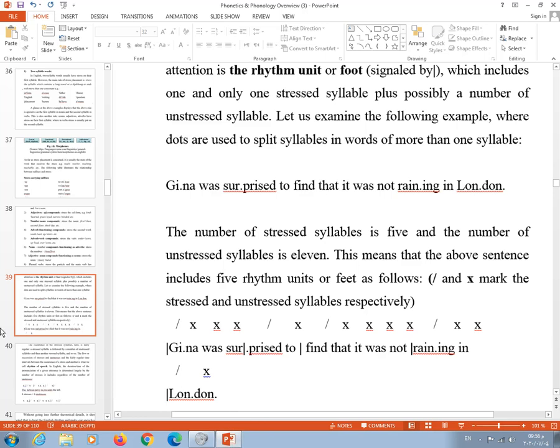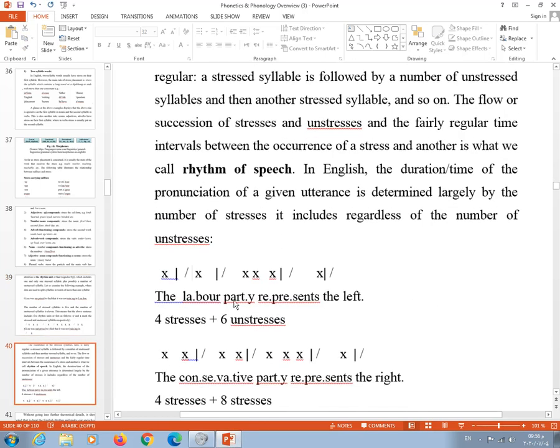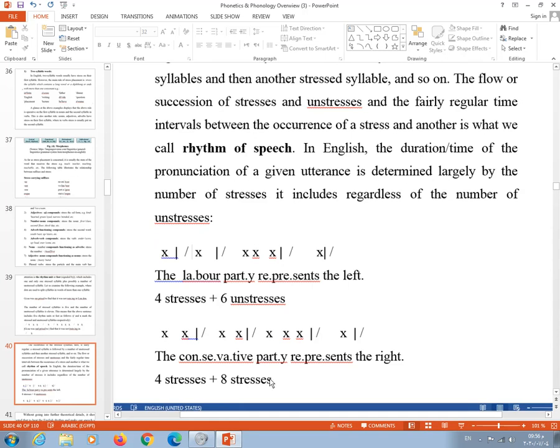Let's move to another thing here also. Let's have a couple of sentences or utterances. The Labour Party represents the left. Here we have 4 stresses: Labour, Party, represents, and left. The second: the Conservative Party represents the right. Okay, 4 stresses and 8 unstressed syllables. Here we must beat the rhythm within the same amount of time, because we have the same number of stresses. The Labour Party represents the left. The Conservative Party represents the right.